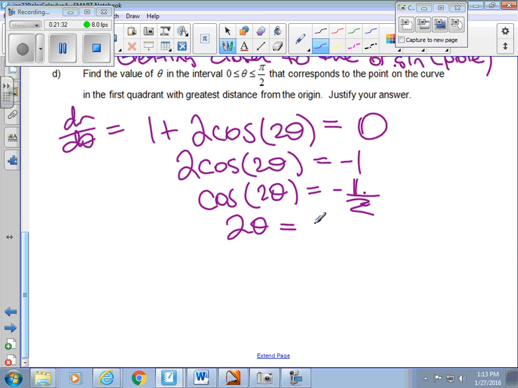Cosine is negative 1/2 at 2 pi over 3. Am I right? And 4 pi over 3? Probably. Well, we're 0 to pi over 2. Divide both of these by 2.